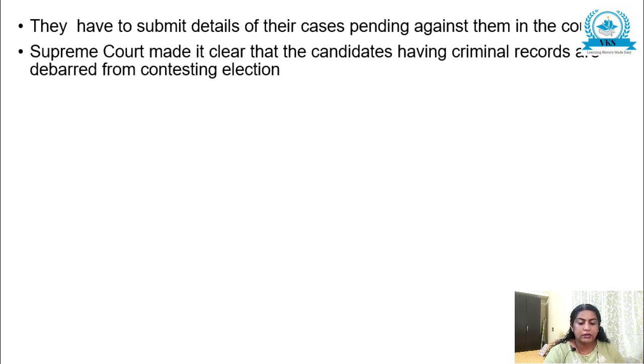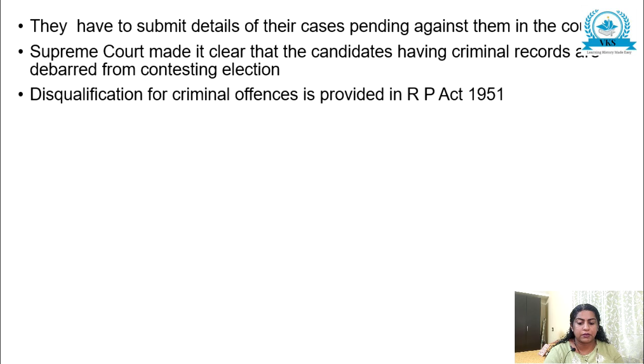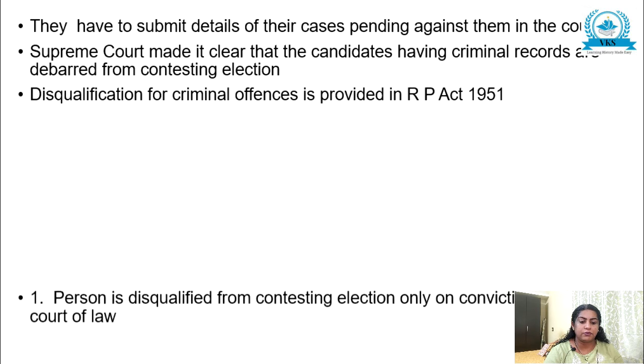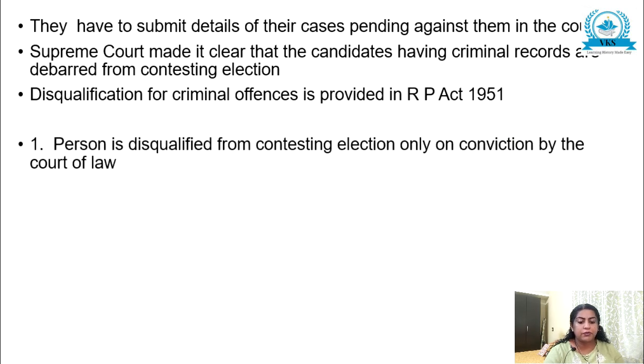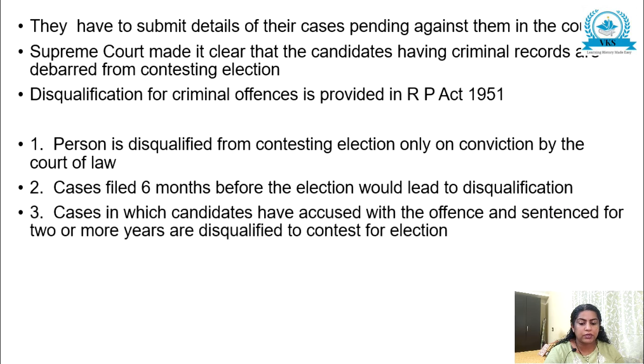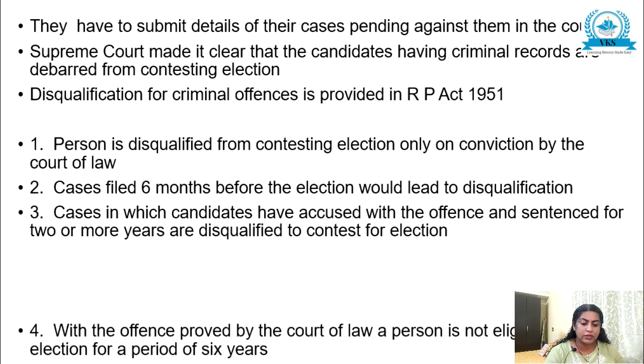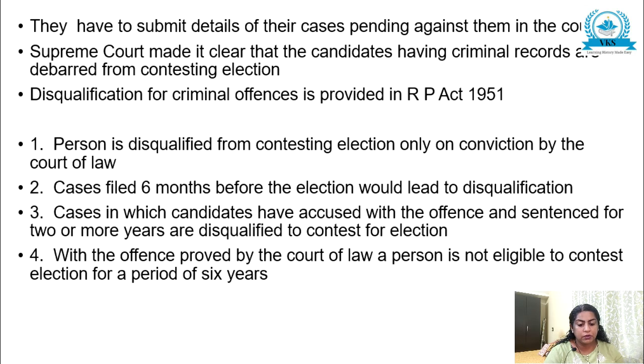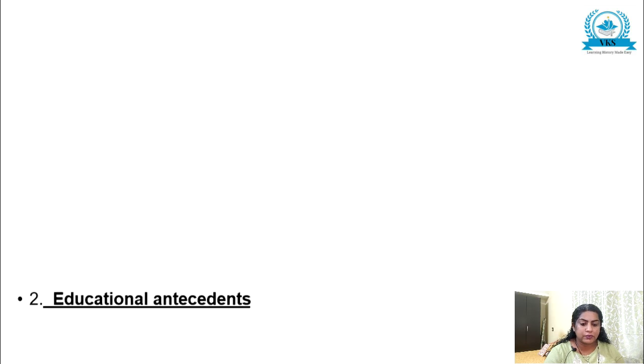Supreme Court made it clear that candidates having criminal records are debarred from contesting election. Disqualification for criminal offences is provided in RP Act 1951. A person is disqualified from contesting election only on conviction by the court of law. Cases filed 6 months before the election would lead to disqualification. Cases in which candidates are accused with the offences and sentenced for 2 or more years are disqualified to contest for election. With the offences proved by the court of law, a person is not eligible to contest election for a period of 6 years.